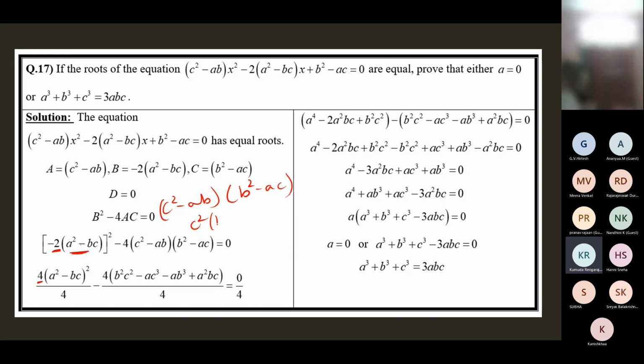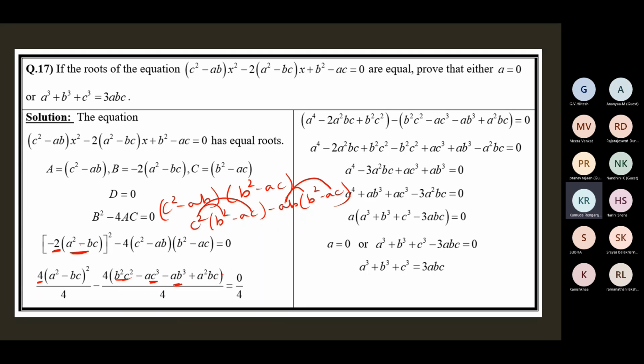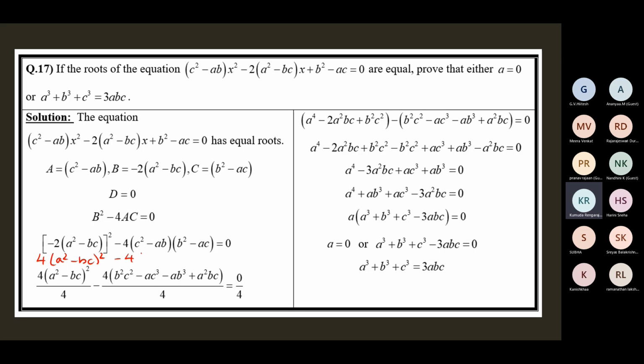So C squared into the second bracket, B squared minus AC, minus AB into the second bracket, B squared minus AC. So this is B square C square, B square C square. Then AC cubed minus AC cubed and then minus AB cubed. And then minus into minus plus A square BC is equal to zero. So you can include the step: 4 into A square minus BC the whole square minus 4 into B square C square minus AC cube minus AB cube plus A square BC is equal to 0. Okay, this is what we get.